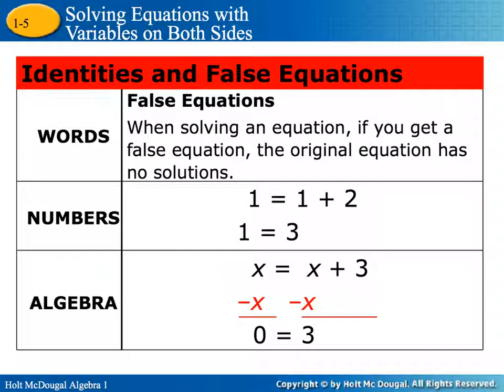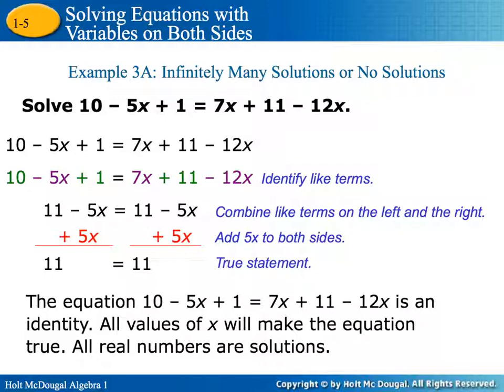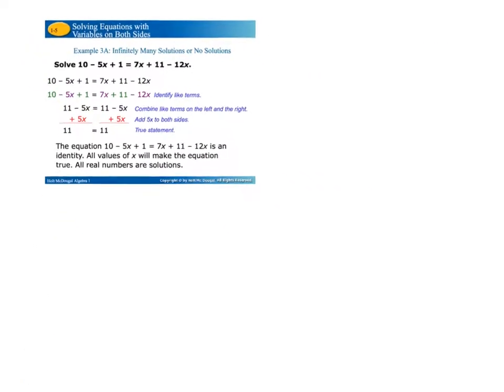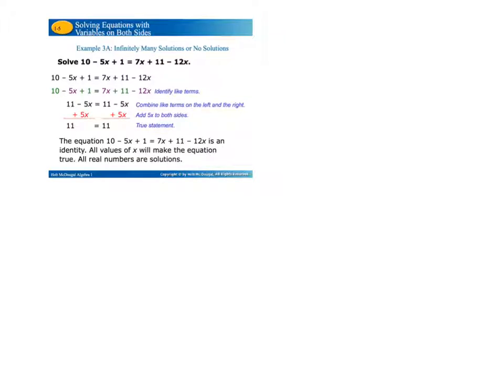When you do a problem and you can clearly see that you're not left with a true statement, then you know it's no solution. So here's our first example. We're going to solve it just like we did all of the previous examples. So I'm going to write 10 minus 5x plus 1 equals 7x plus 11 minus 12x.